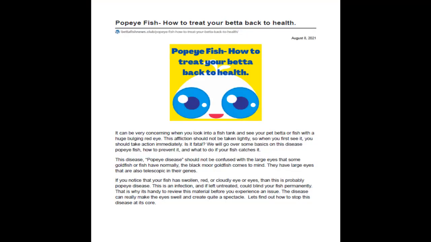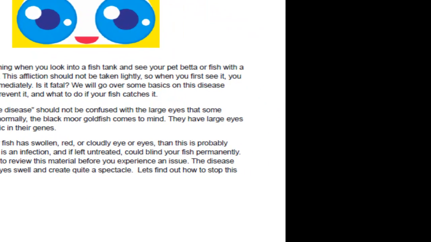Here we're going to go over today the affliction of Popeye in your fish, when the fish's eyes pop out. It can be pretty concerning when you see your fish having one or both of their eyes pop out. It could have different colors, be red even, or blurry or cloudy. This could be attributed to a lot of things.